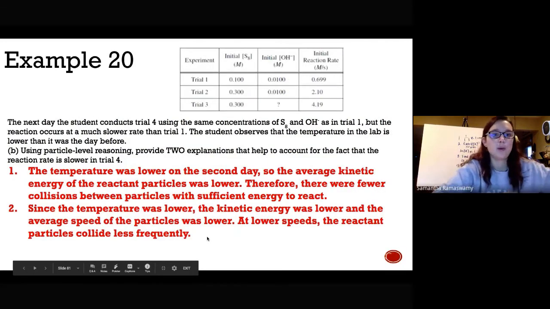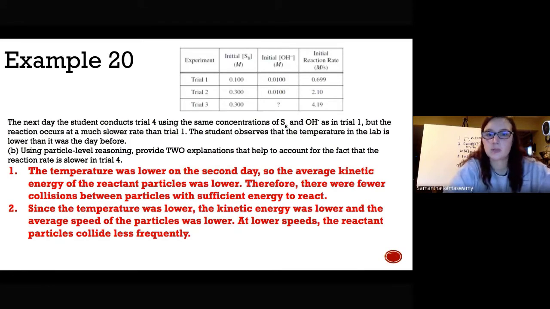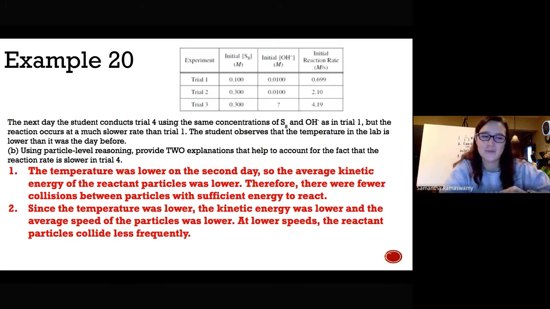And then for part B, so your 2 explanations. Now, this was from a free response question. To me, these are very similar in reasoning, but I guess they're just different enough that College Board thought that it was 2 separate explanations. So we are providing 2 explanations that help account for why the rate is slower.